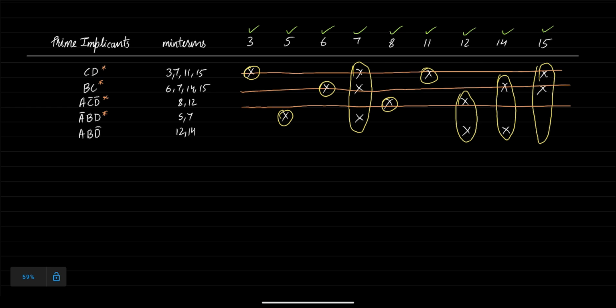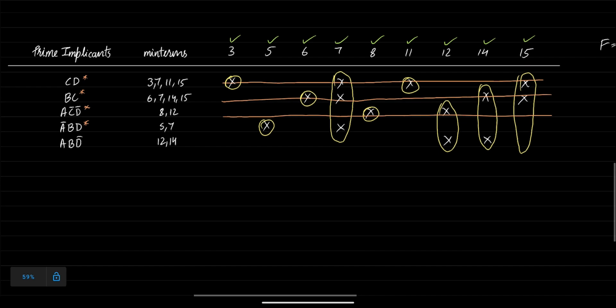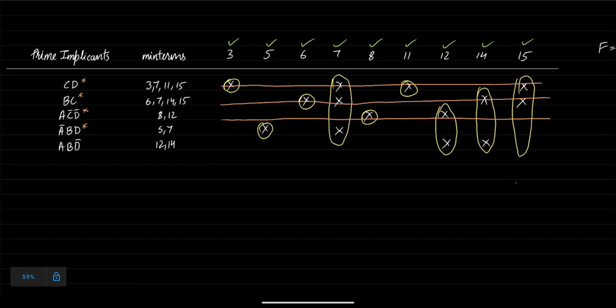Then we slash out the rows corresponding to the prime implicants and check off the minterms that have been covered as a consequence of choosing the prime implicants. So for example, 7 has been covered by CD, BC, and A bar BD as a consequence of choosing those prime implicants, and so on. So then we put ticks on all of them, and in this case we don't seem to have any remaining minterms that haven't been covered, so we don't need to choose anything besides the essential prime implicants.